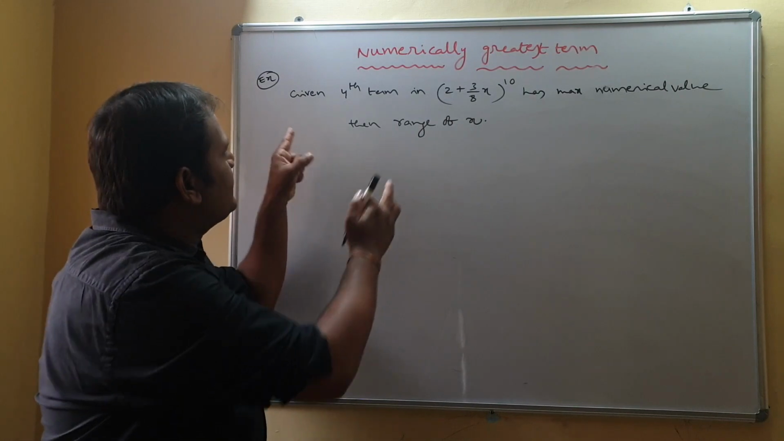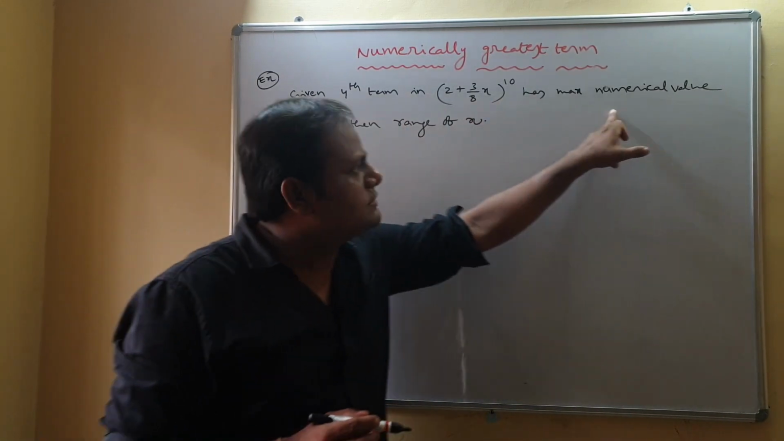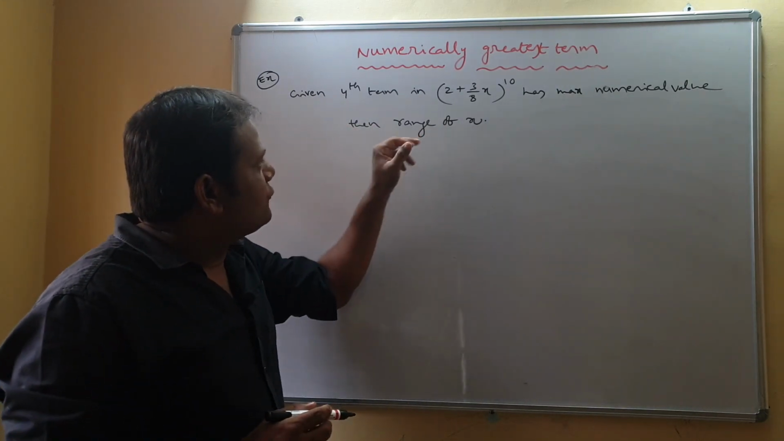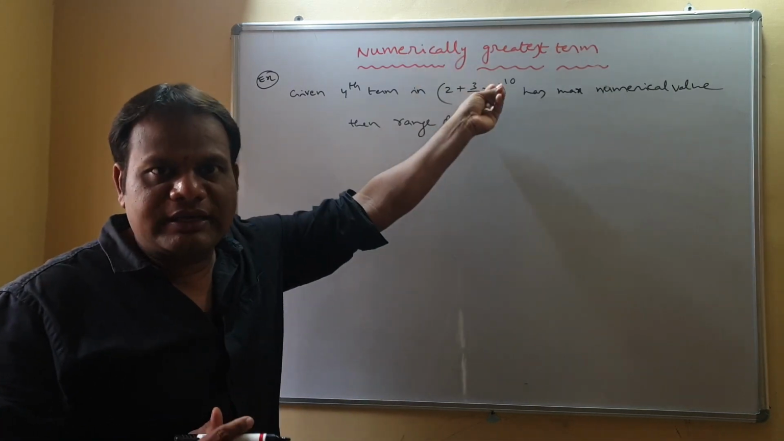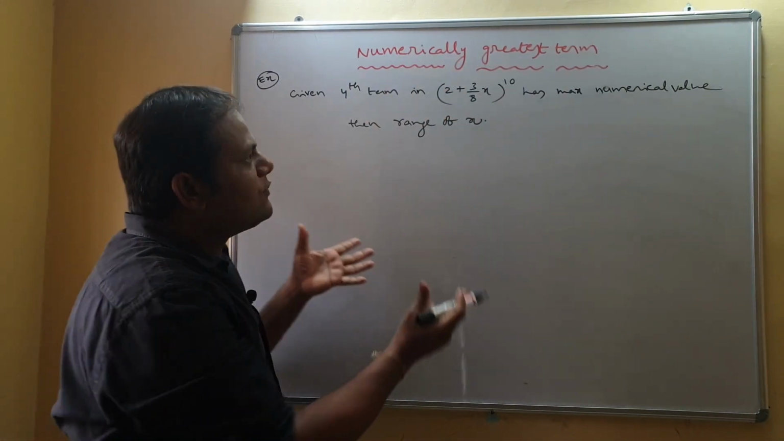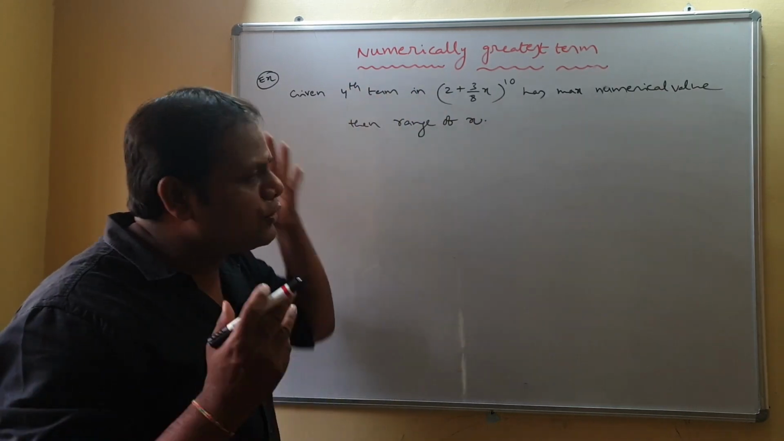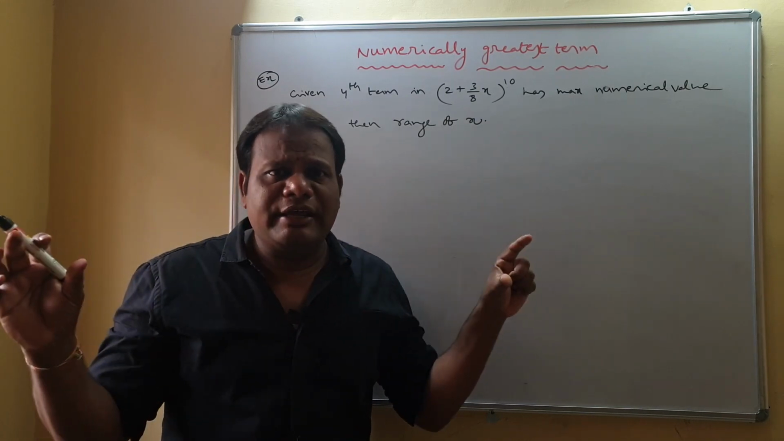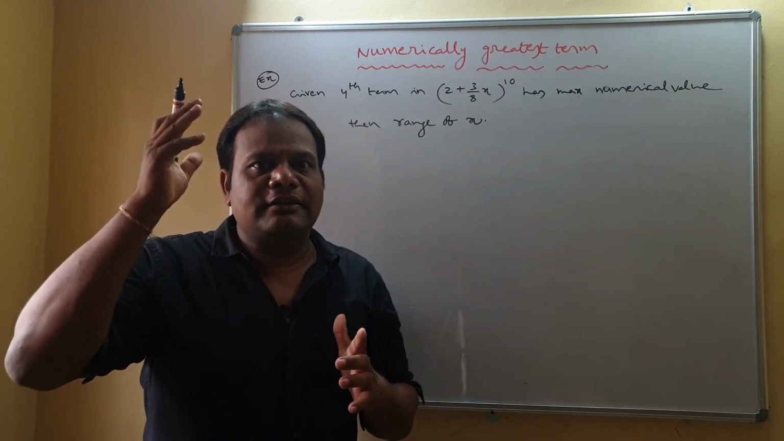Look at this example. Given the fourth term in this expansion has maximum numerical value, what is the range of x? This is also an application of the numerically greatest term. In mains level exams, they ask this type of question. So we know the concept. What is the concept we know? In any binomial expansion, up to one term the terms increase and then decrease.